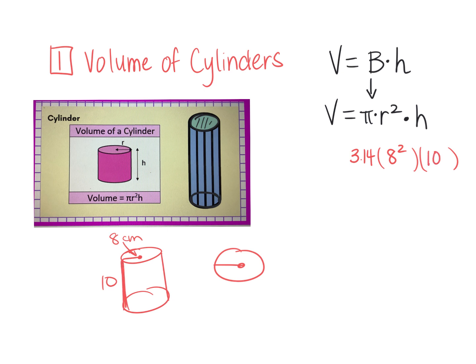So now all you have to do to find the volume of that cylinder is multiply those. So I'm going to do 8 squared on my calculator, which is 64, times 10, and then times 3.14. And I end up with a volume for that cylinder of 2009.6 centimeters cubed. Volume is cubed. So we just found the volume of a cylinder.